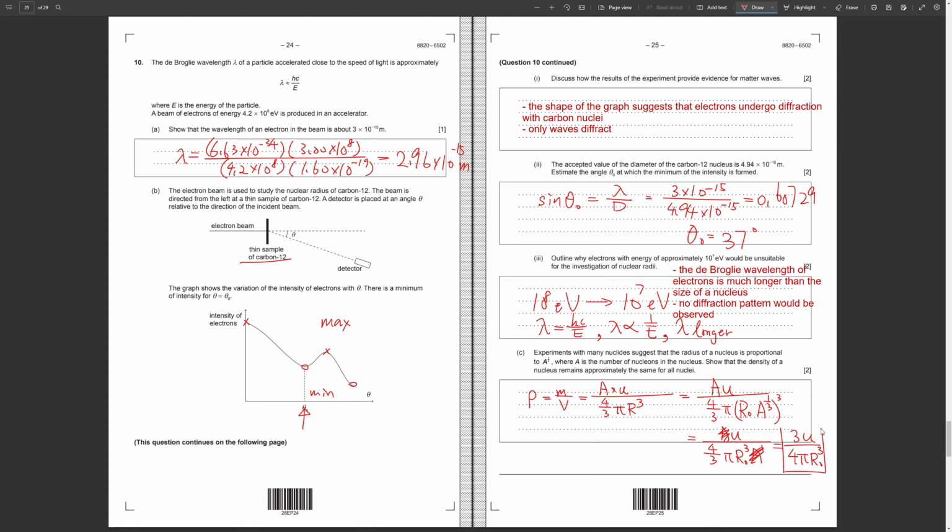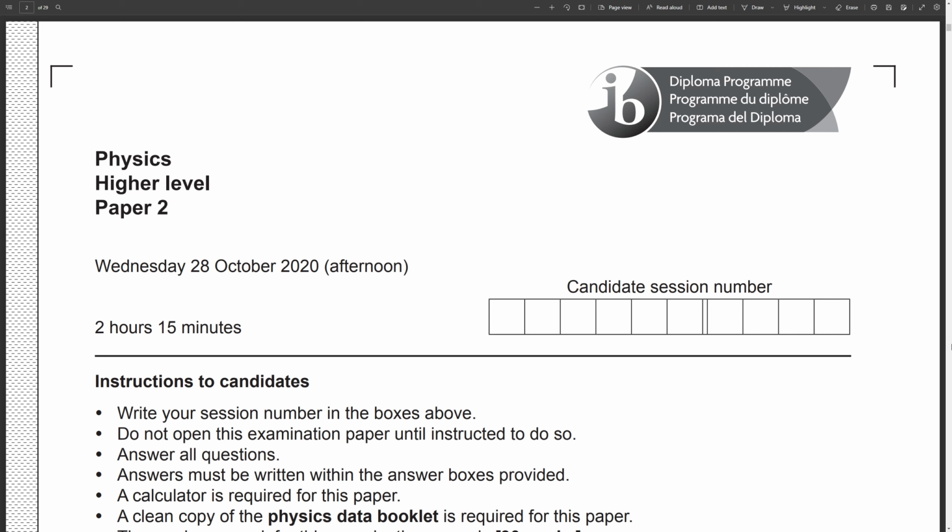And now this whole expression is a constant. That's why we can say the density of all nuclei is roughly the same value. This is the end of the complete solution.